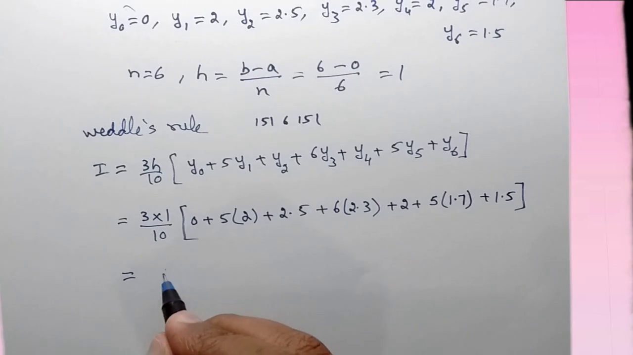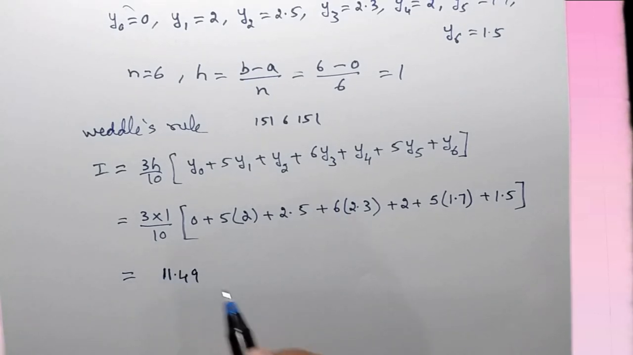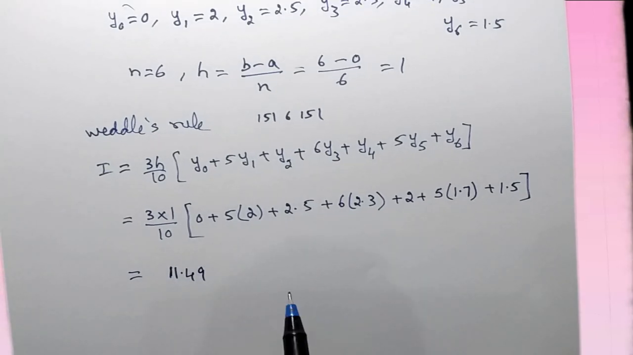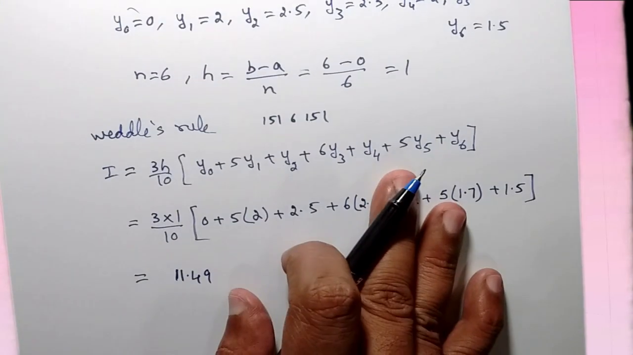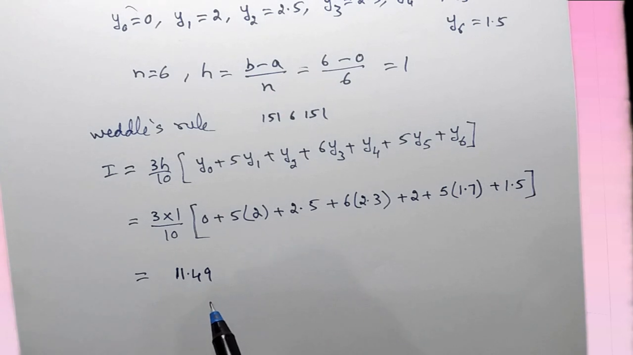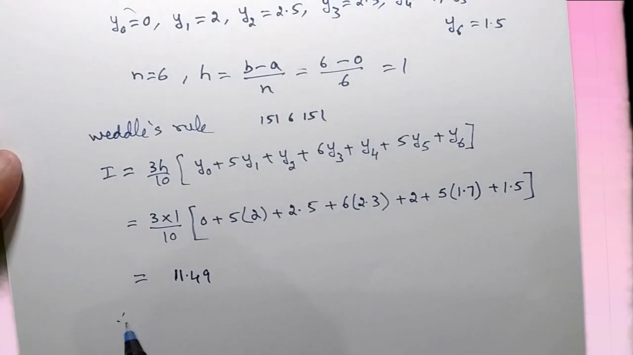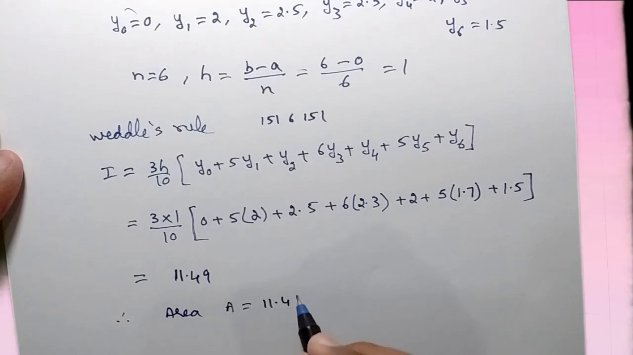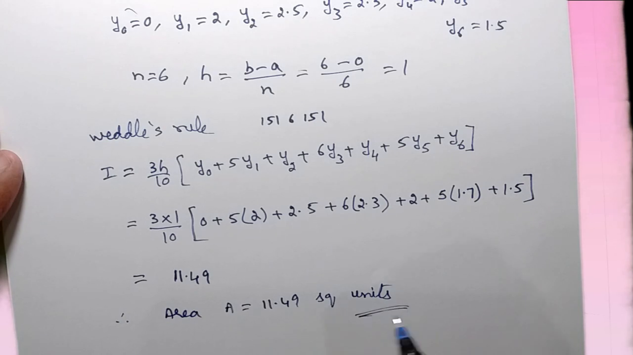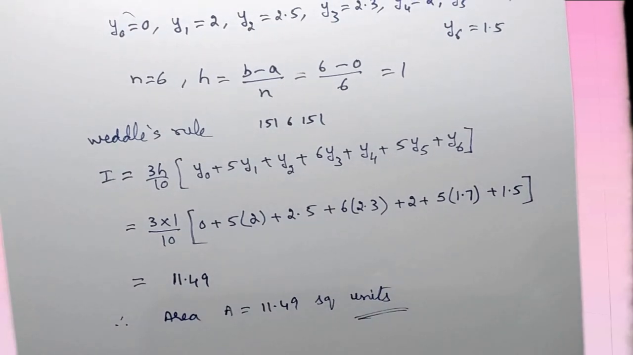So 11.49 is the required solution. But because he is saying the area over here, finding out the area, the unit of area is always represented in the form of square unit. Therefore, area A will be equals to 11.49 square units. So that is the required solution. So that were a few examples on the numerical integration. So that's all I have for today. Thank you.